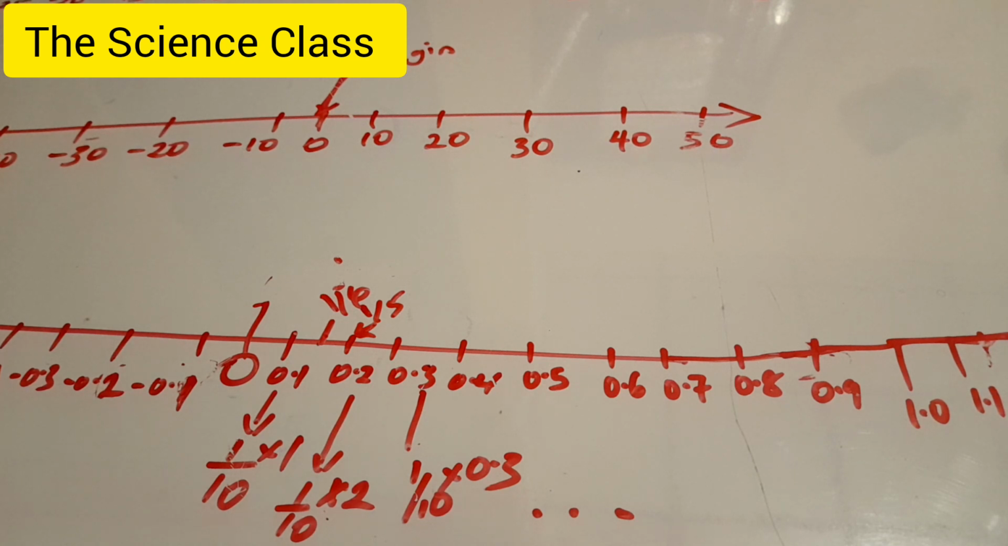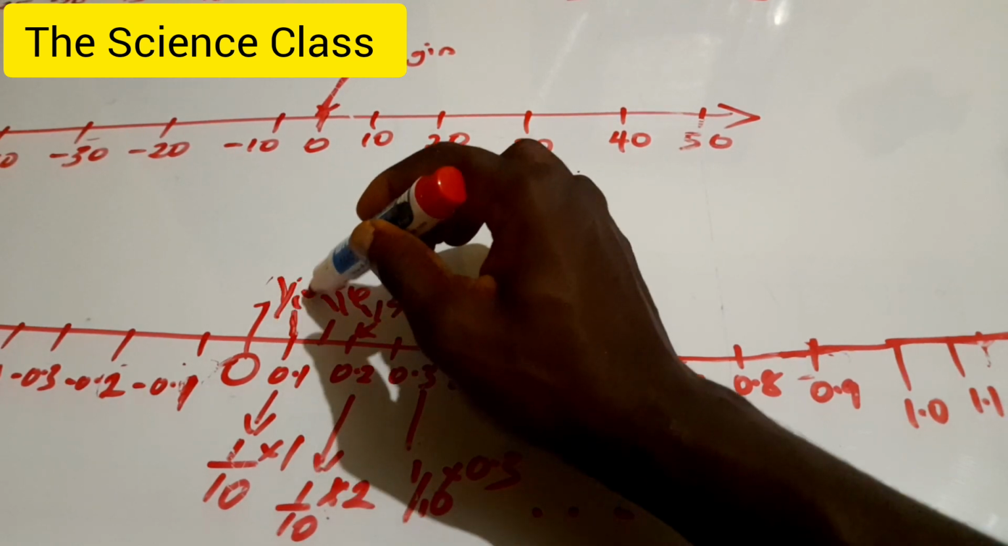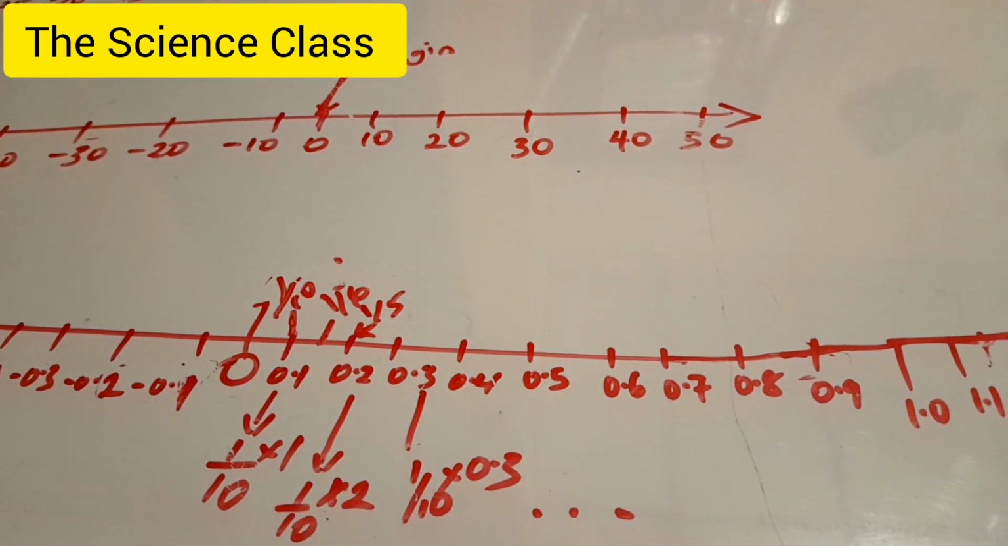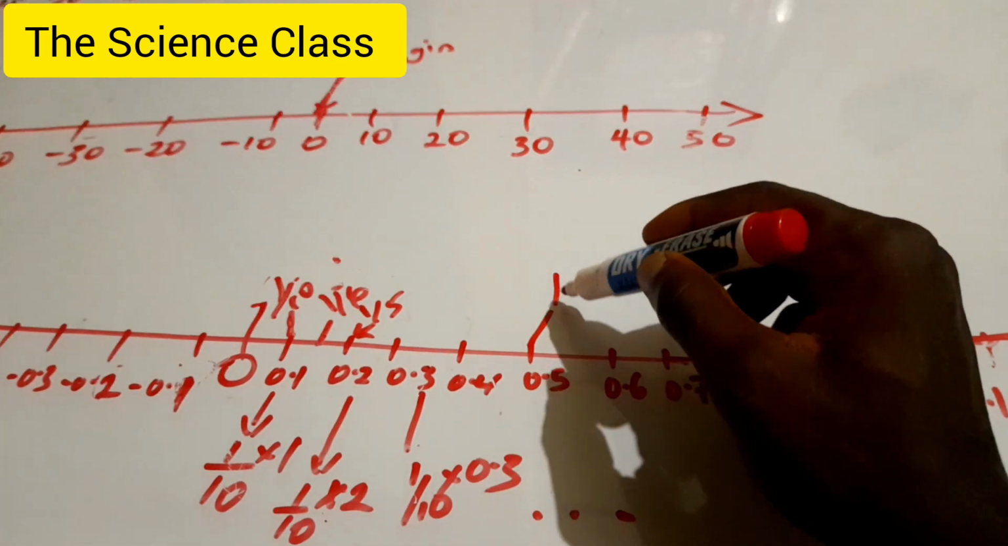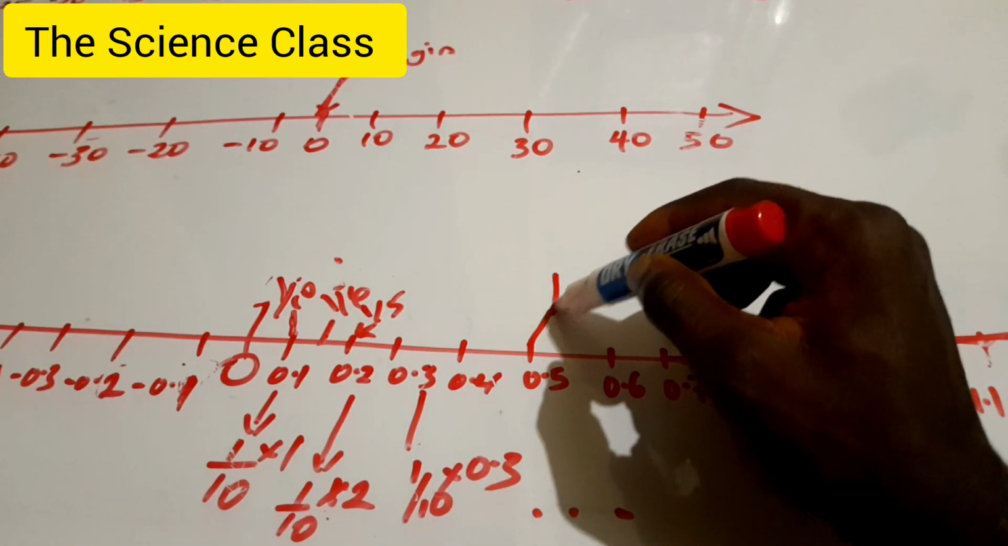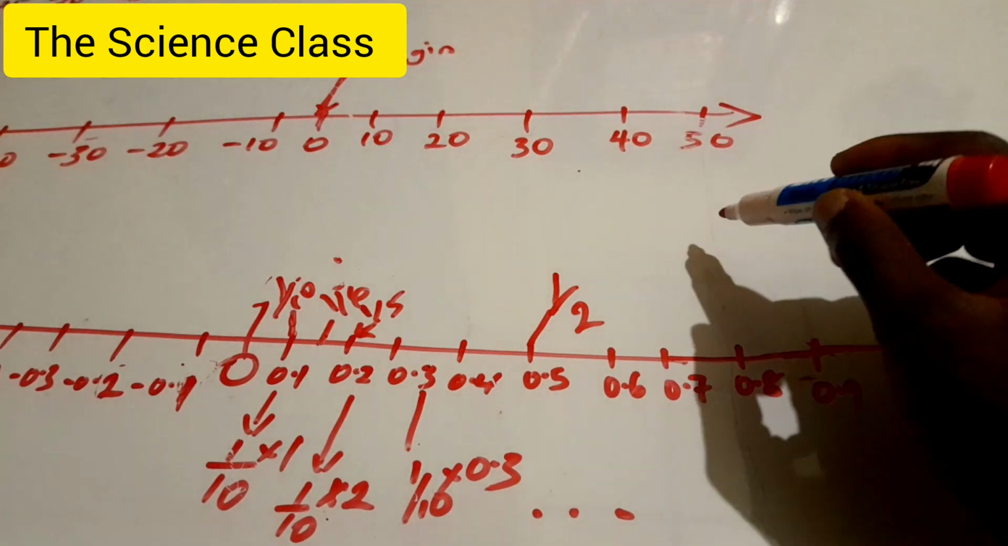Now, the next was 1 over 10. 1 over 10 is 0.1. So 0.1 will be here. So this is 1 over 10. Can you see? Now, the last one was 1 over 2, and 1 over 2 was 0.5. So we can easily place it on this number line here, which is 1 over 2.